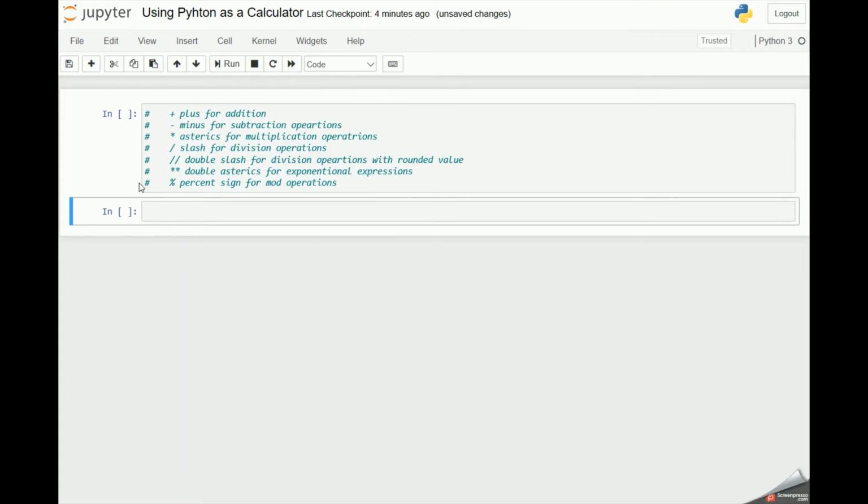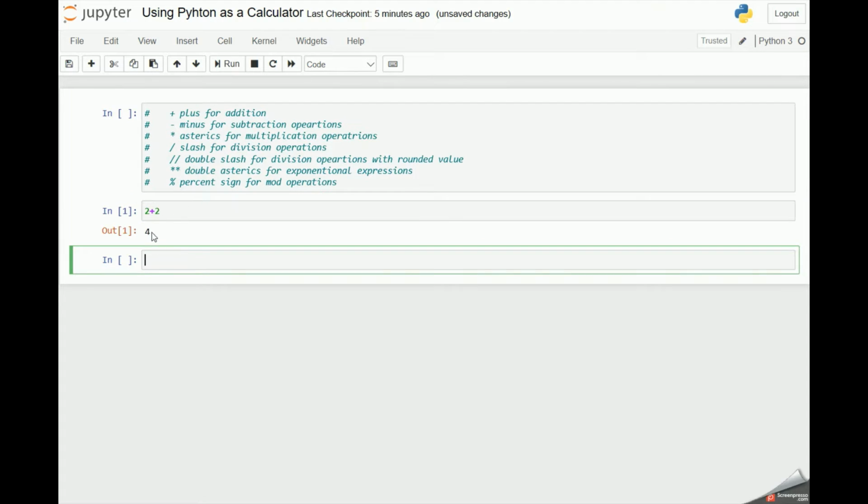So I'm going to click the cell I created right here already, and if you use the B button on your keyboard, it's going to create another cell for you to work on. Let's start with a basic addition operation, 2 plus 2. If you hit shift enter, that's going to give you the answer as 4.